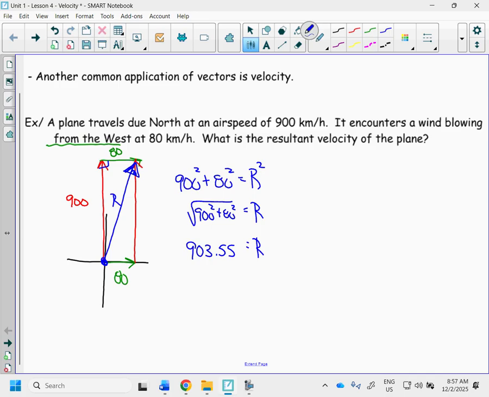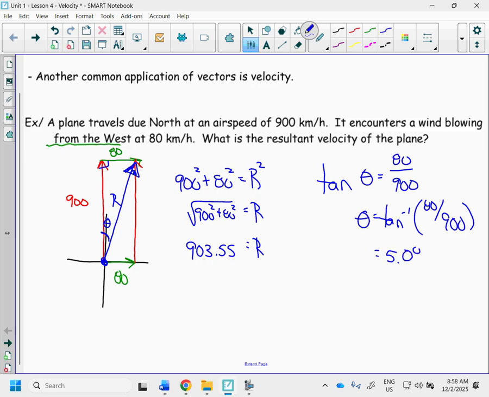Because we're talking about velocity, a direction as well. So the direction I'm going to figure out will be this one in between here. That's my angle. I'm going to use tan to do this because it's a right angle triangle. The tan is my opposite over my adjacent. There you're going to use inverses. I got 5.08 degrees.